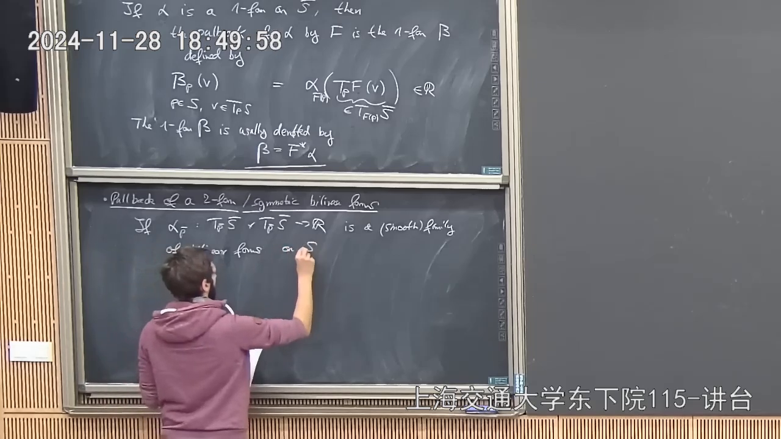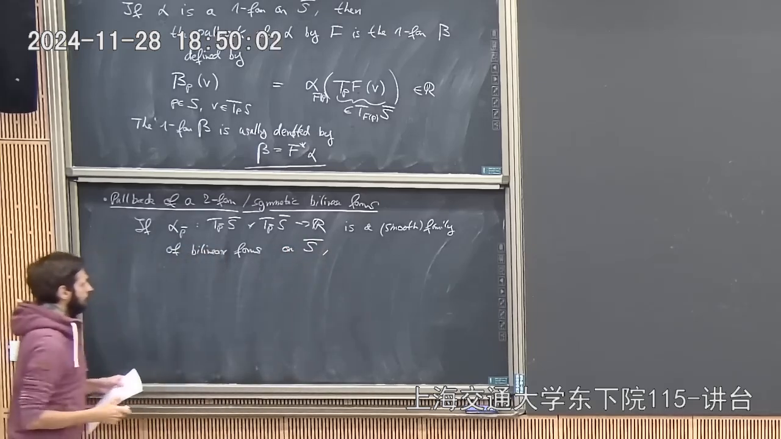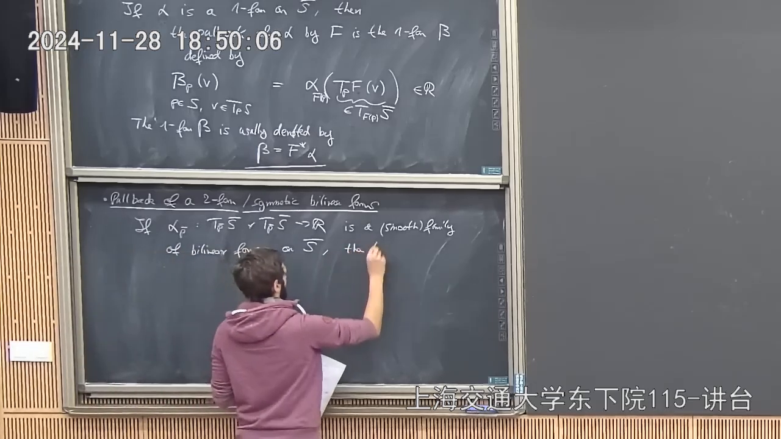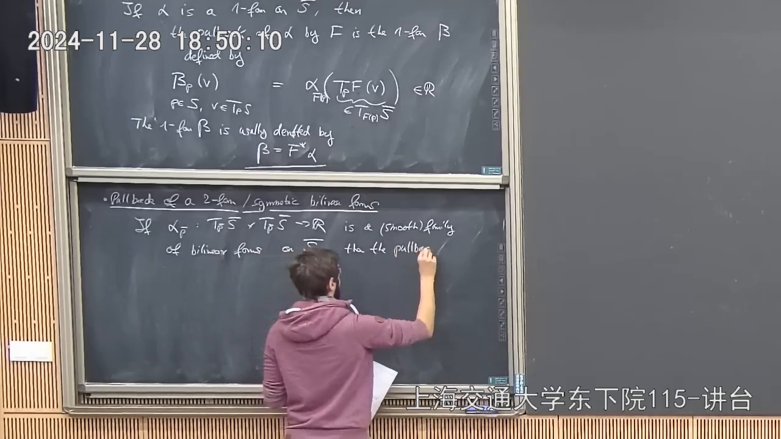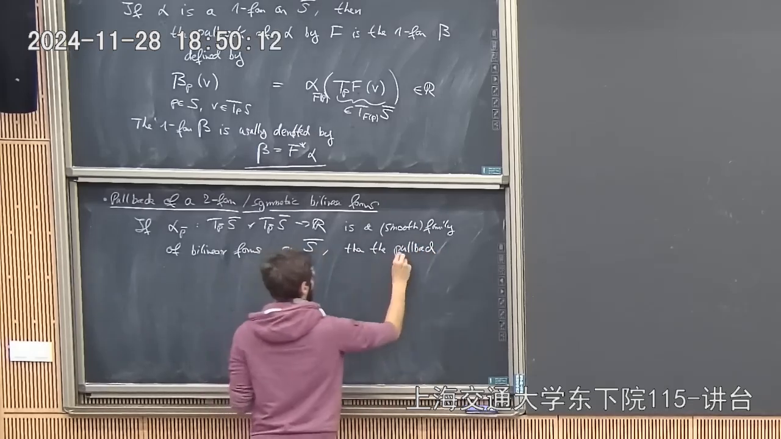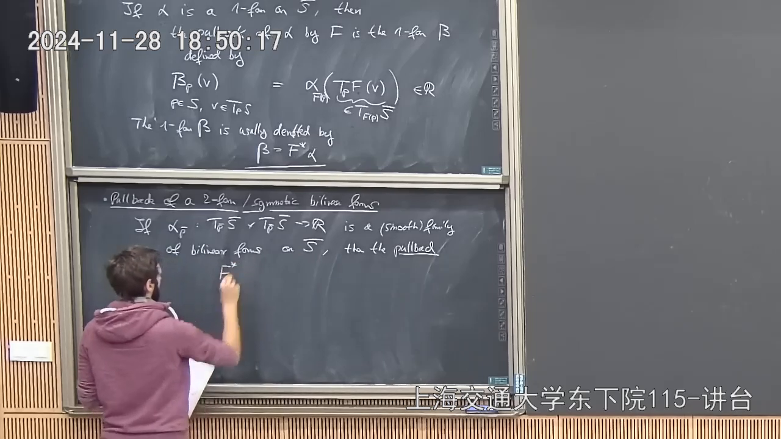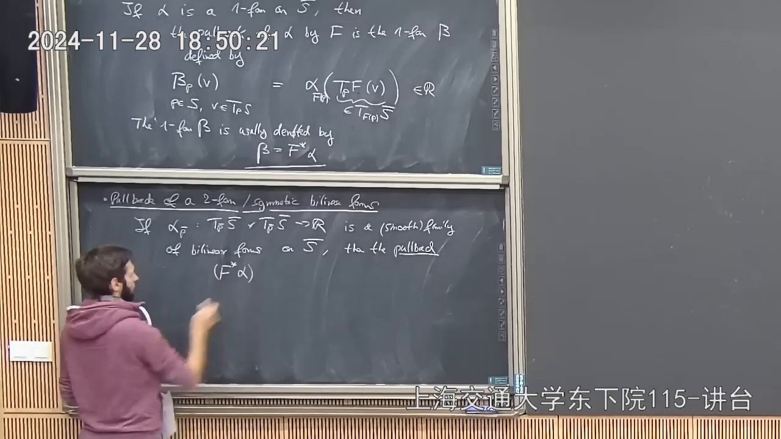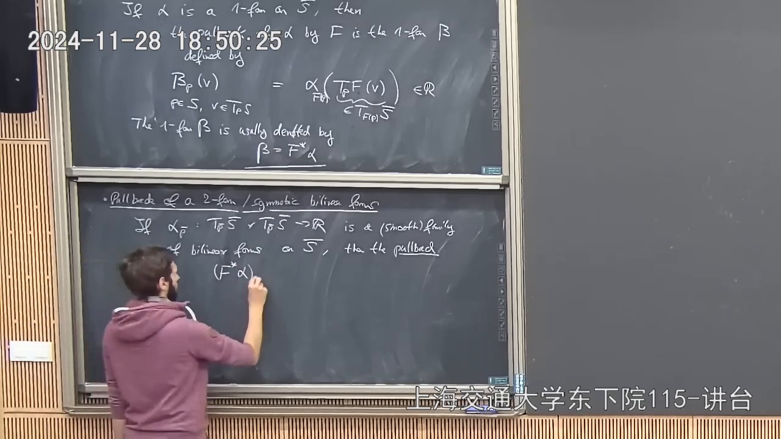On S bar, we would like to get the pullback of that. And it's denoted by the same expression, which would be f star alpha, the pullback of alpha. And that's now a bilinear form on S.